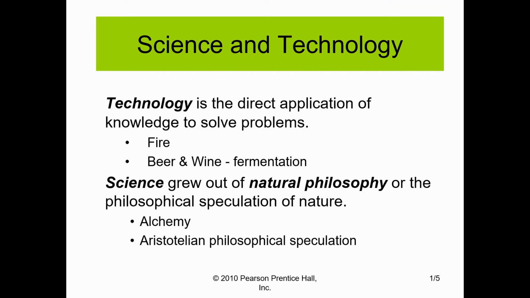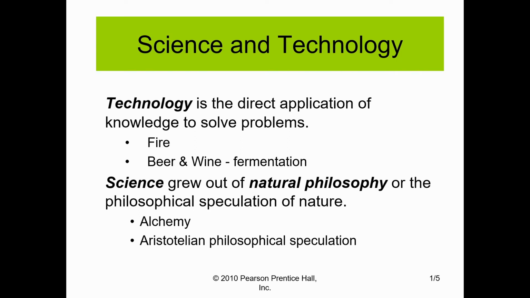Around 2,500 years ago, Greek philosophers attempted to formulate their theories into technologies and used rational explanations. And so some of the original technologies that were developed were things like fire, the formation of beer and wine through fermentation, and a lot of these were prepared through trial and error and not necessarily a rigorous scientific approach.